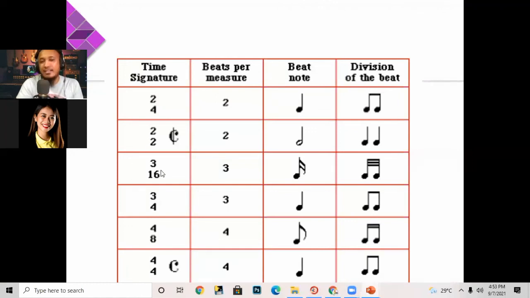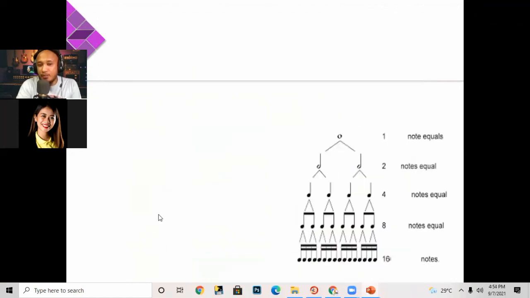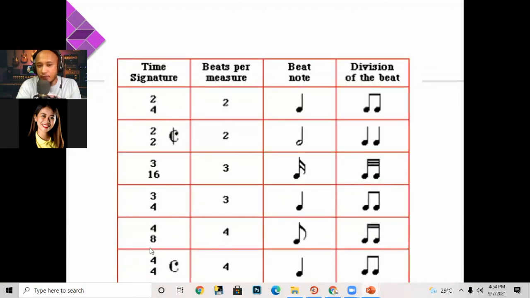Then we have 3/16. 3 bits per measure. 16th note is 1 bit. This note is 1 bit. Therefore, your whole note is 16 bits. Ganun lang yon. We have 3/4. 3 bits per measure. Quarter note receives 1 bit. Next, 4/8. 4 bits per measure. And 8th note receives 1 bit. And then we also have here 4/4 or common time. Pag sinabing common, it's casual or 4/4. 4 bits per measure and quarter note receives 1 bit.